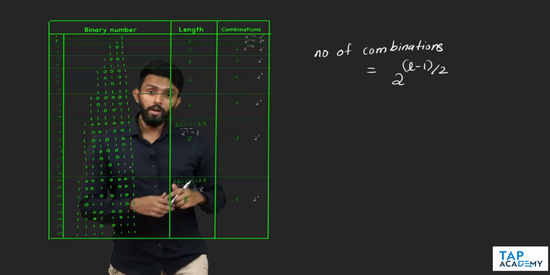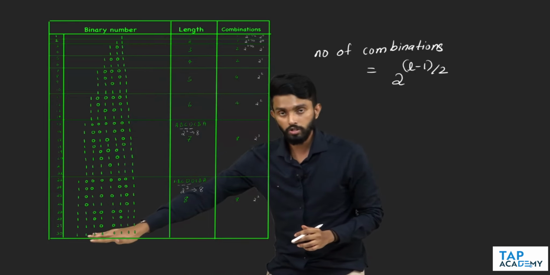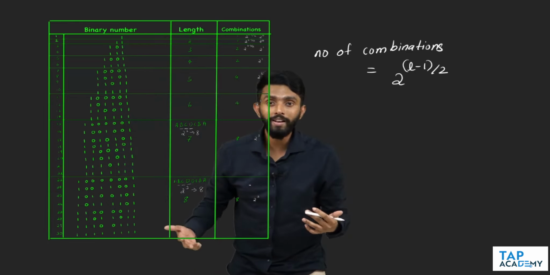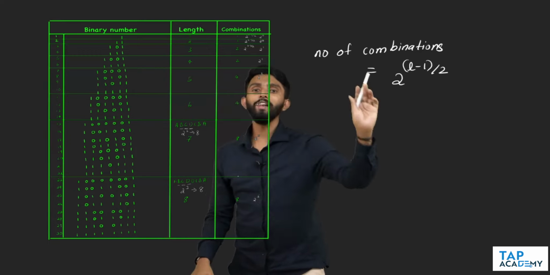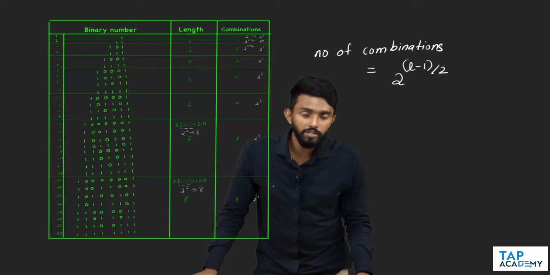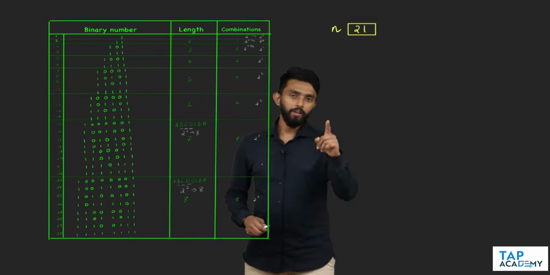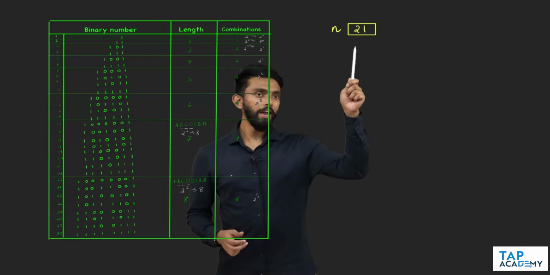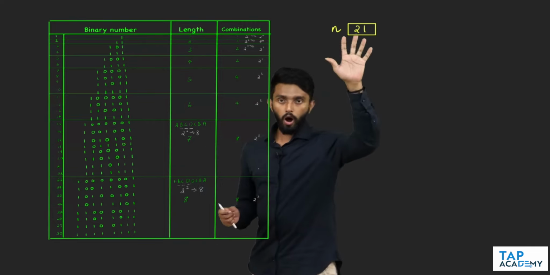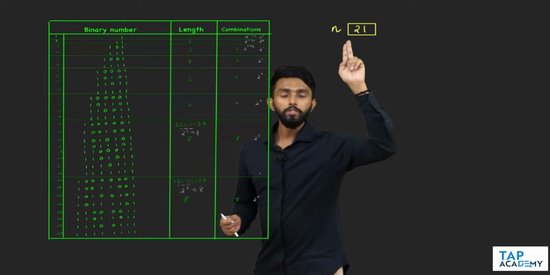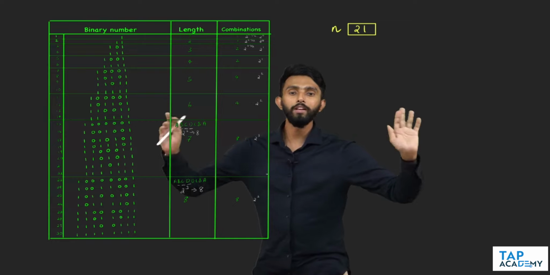I hope till here you have been able to understand how to write the different palindromic strings keeping the rules in mind, and how to derive the number of combinations using the length. Now using this, I am going to take you one step forward. Listen to me carefully. N, let us assume, is 21. This the user will give you. Your output ultimately should be the 21st palindromic binary string.